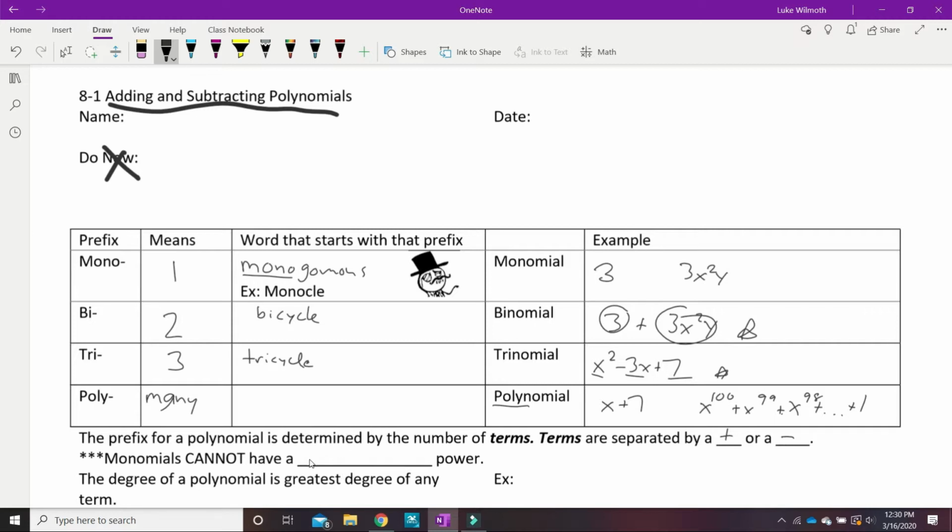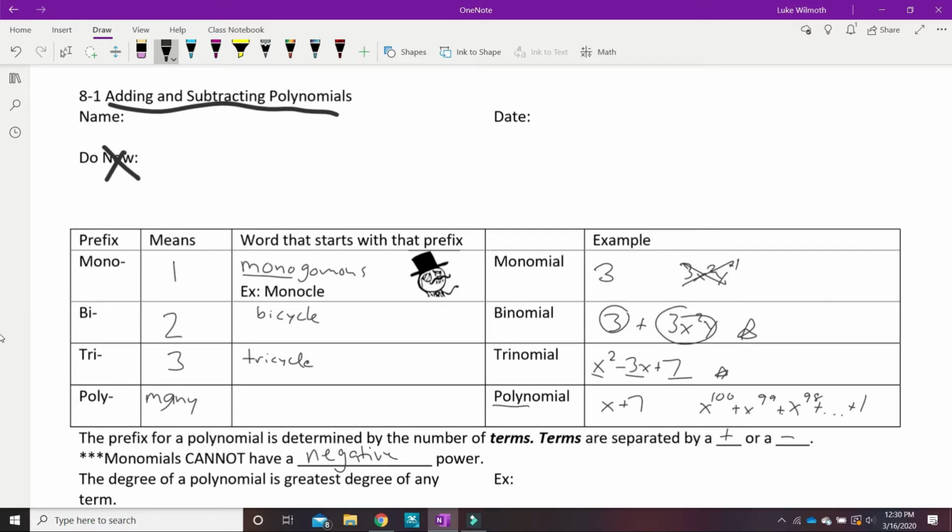Monomials cannot have a negative power. None of the monomials in the term can have a negative power. So if I had this as -1 here, this is no good anymore, because that's a negative power.